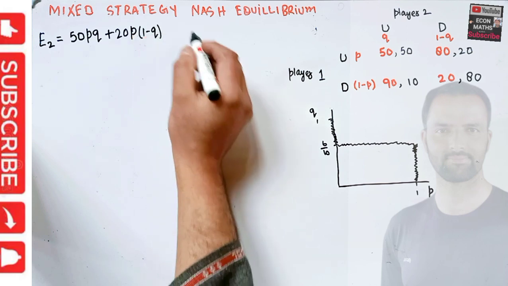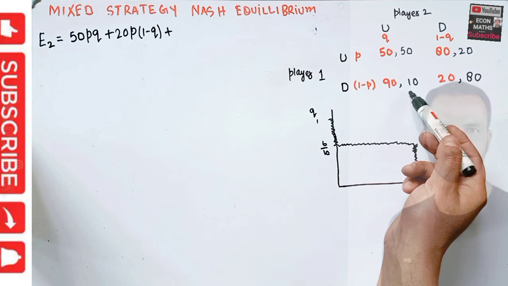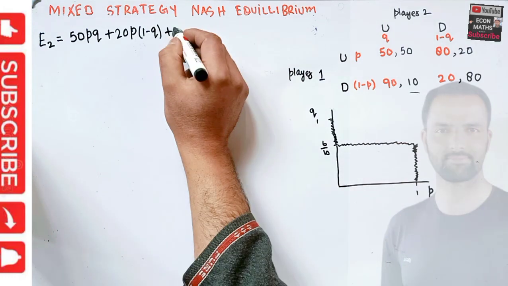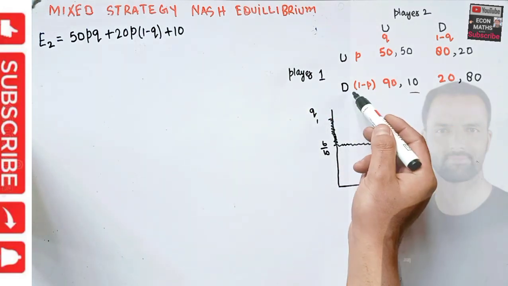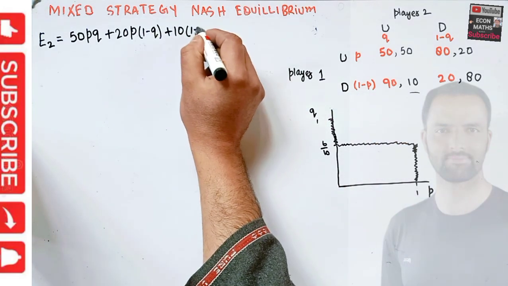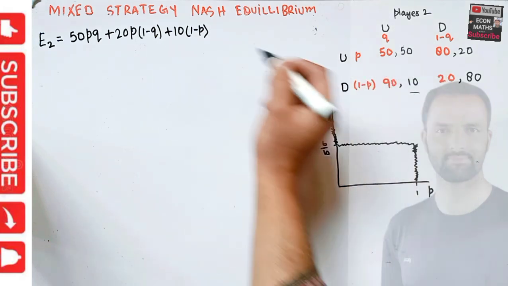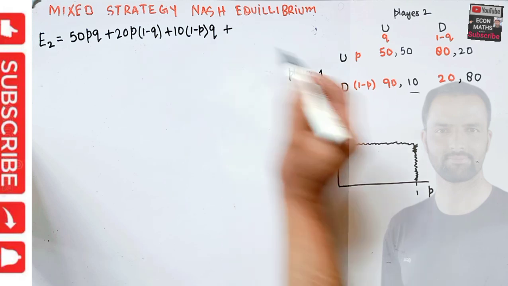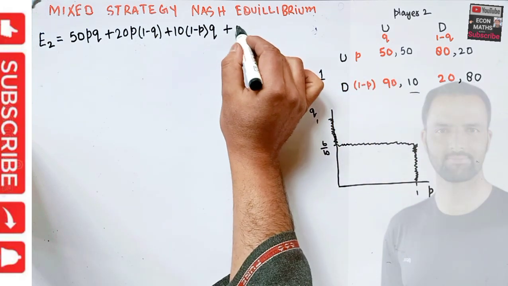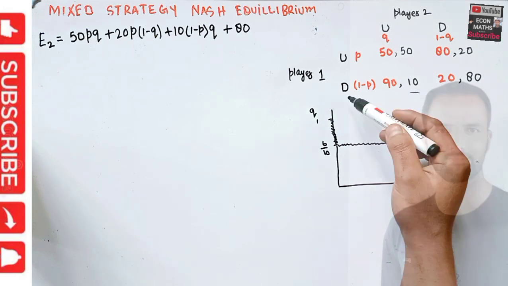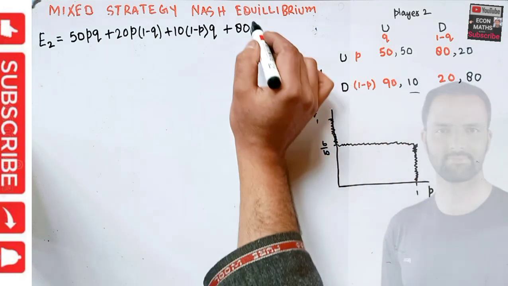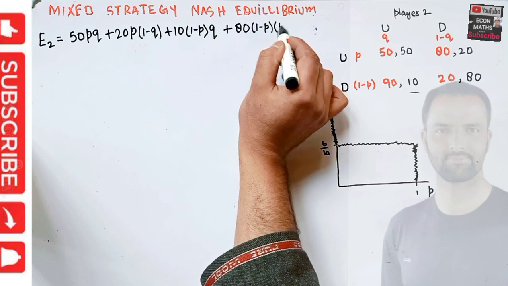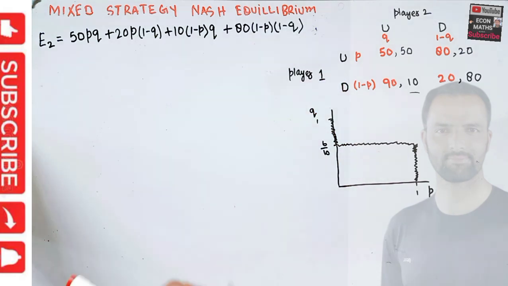Okay, then this 10 is the payoff for player 2. So it is equal to 10 multiplied with probability 1 minus P into Q. Then we have this 80 as expected payoff for player 1, and it is being played with 1 minus P and 1 minus Q probability, that is 1 minus P and 1 minus Q probability.